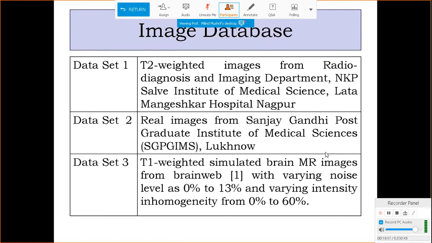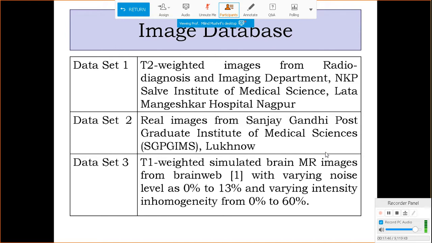Then in this work we have used three different data sets. Data set 1 is T2 weighted images, which we have obtained from the Lata Mangeshkar Hospital. Then we have also obtained some images from Sanjay Gandhi Postgraduate Institute of Medical Sciences, Lucknow. That is our data set 2. And in data set 3, we are using the synthetic or simulated T1 weighted MR images from brainwave. These brainwave images are the ground truth or benchmark images, you can say.